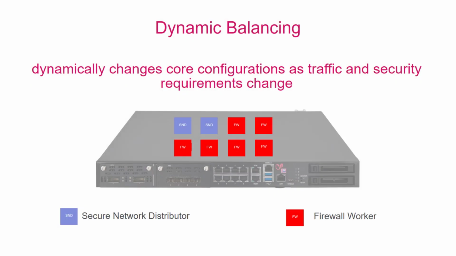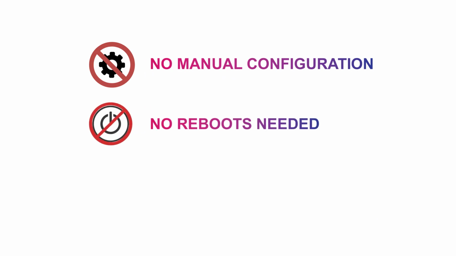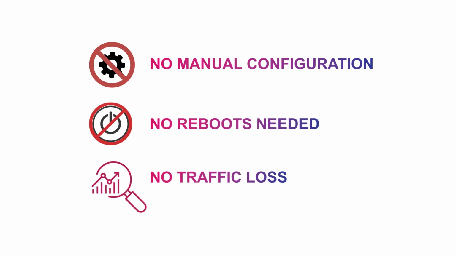One example of this that you may know already is dynamic balancing. This dynamically sets the best mix of the number of firewall cores that do deep packet inspection and the number of secure network distributor cores that do low-level inspection and traffic distribution. No manual configuration or reboots are needed, and the changes are completely transparent. There is no traffic loss or compromise on security.